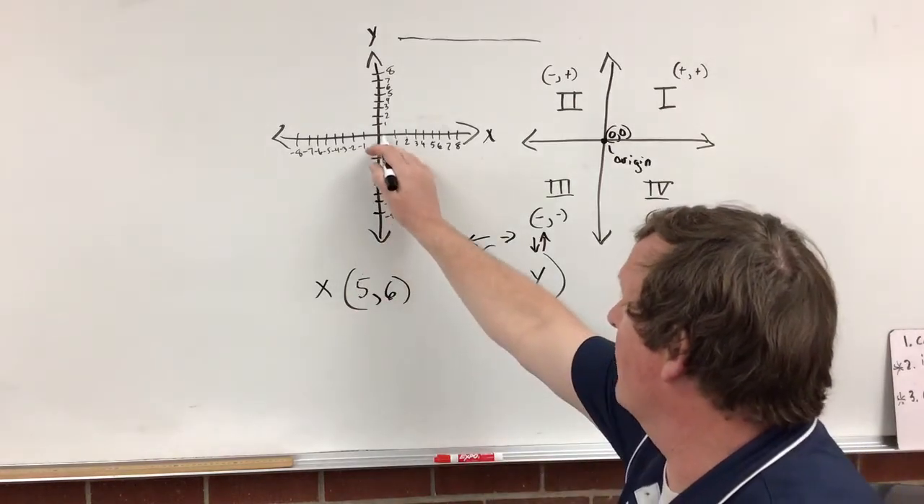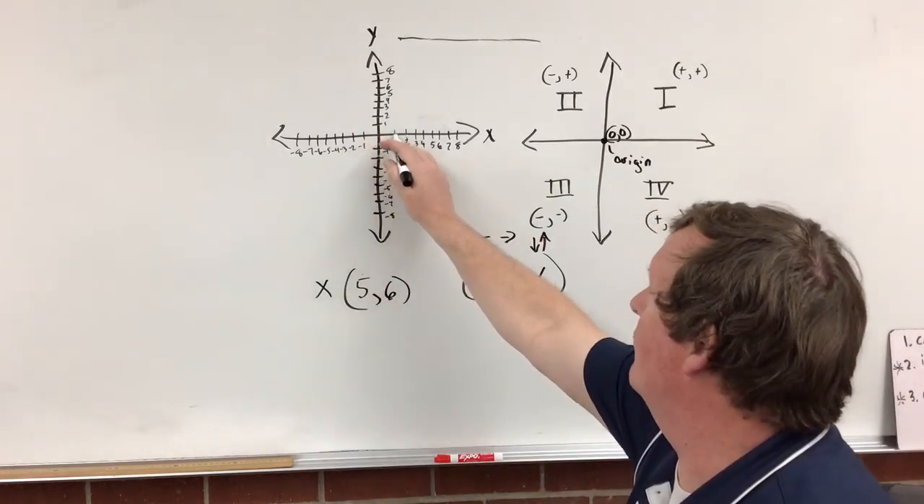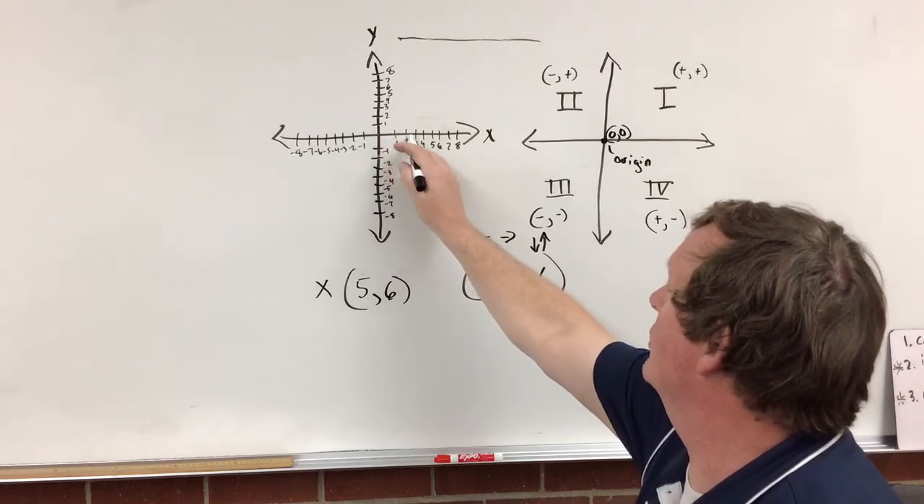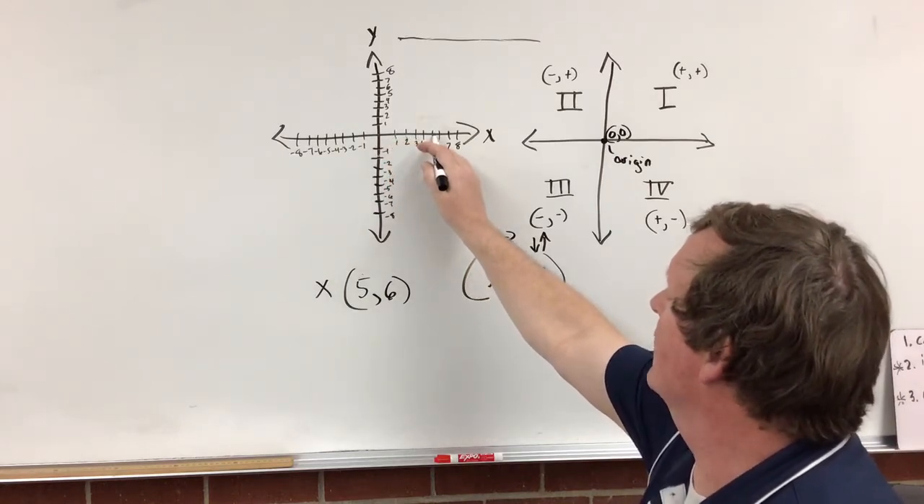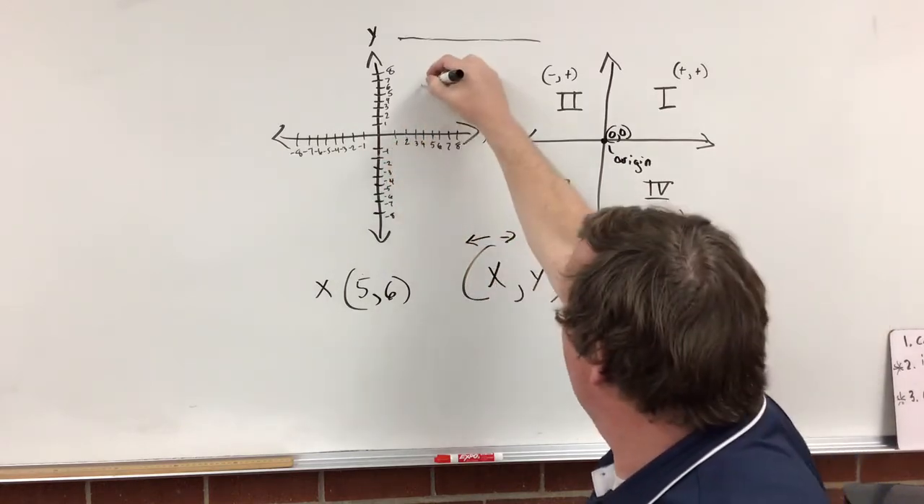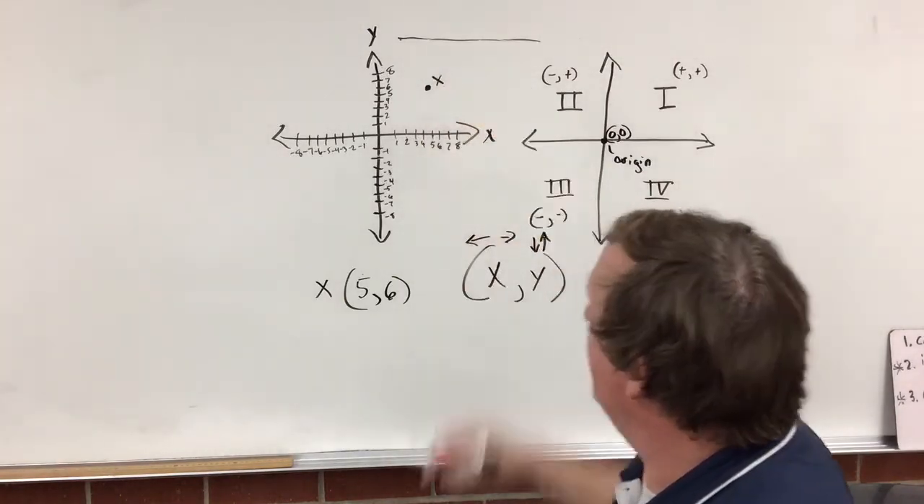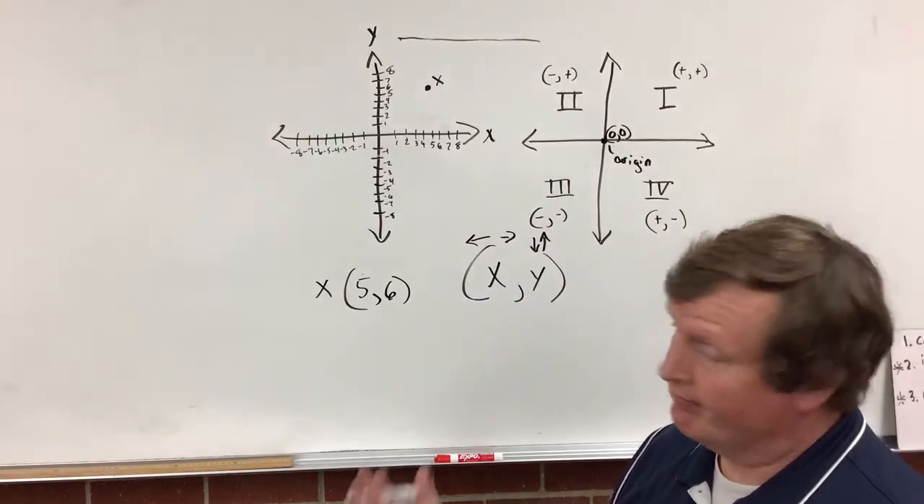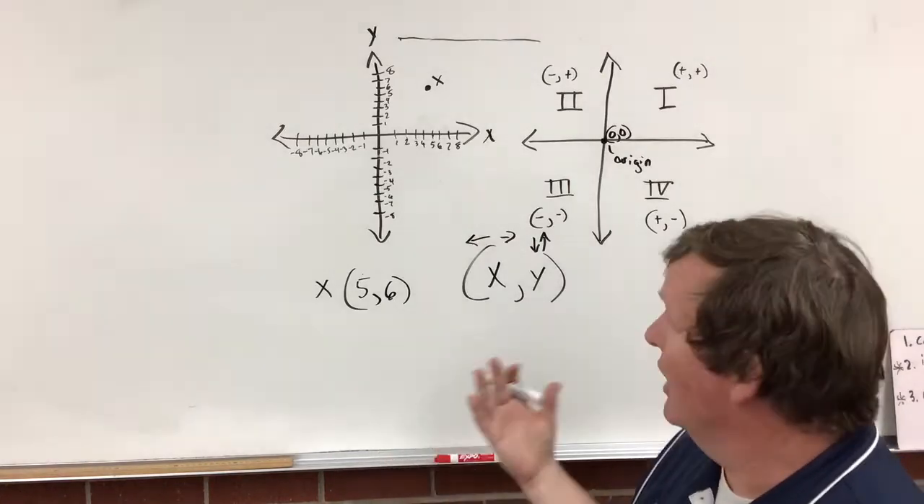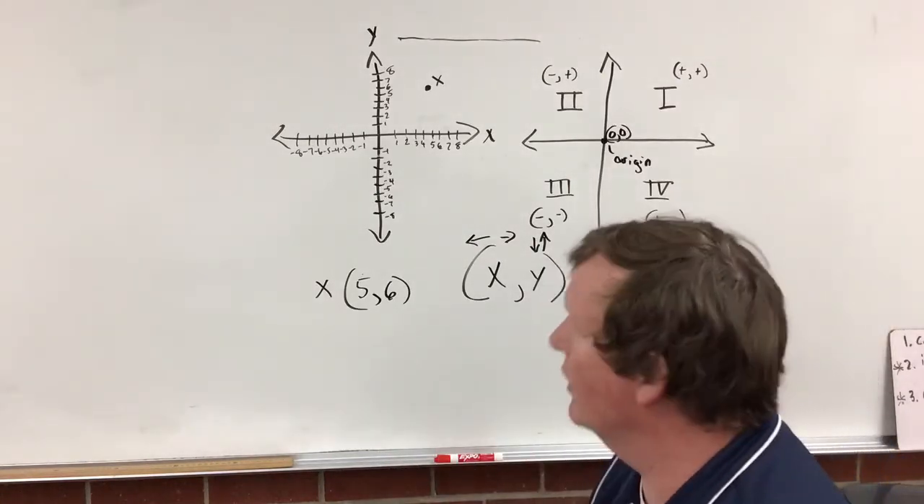Number 5, so it says a positive 5. I go to the right 5. 1, 2, 3, 4, 5. Then it says go up 6. So I go up to where I have 6. I put a dot there, and I call that X. That's as simple as it is. That's all I have to do for those first 21 problems.